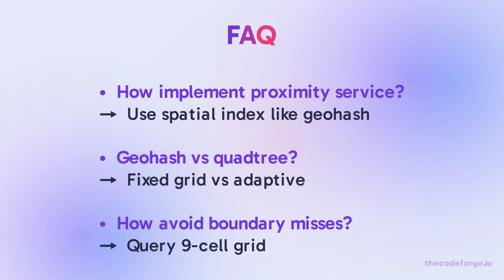And a few frequently asked questions. How do you implement a proximity service? Use a spatial index like geohash. Geohash versus quadtree: fixed grid versus adaptive. How do you avoid boundary misses? Query the 9-cell grid.